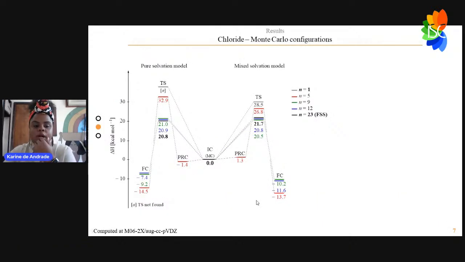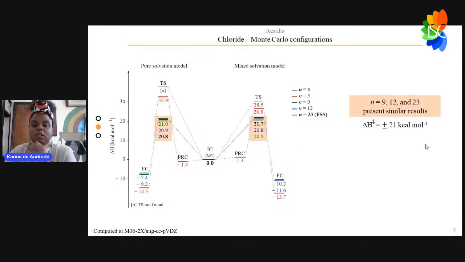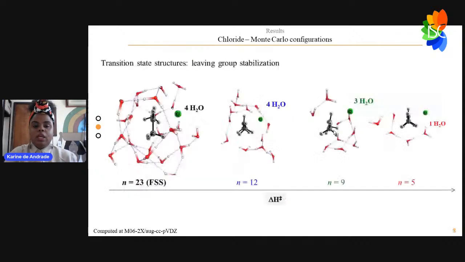Okay, looking to our enthalpy diagram, we can see initially that the energy barrier calculated with 9, 12, and 23 water molecules present similar results, about 20 kcal per mole. So this shows us that the simulation of 9 water molecules is enough to describe the solvolysis reaction in atomistic lab. To understand the energy barriers, we look into the transition state structure.